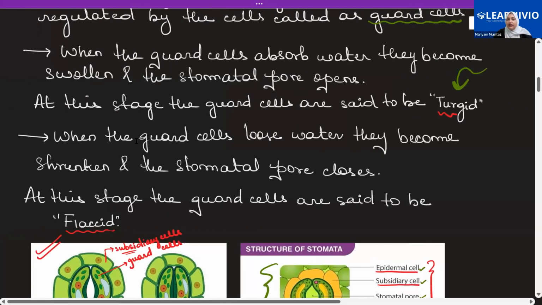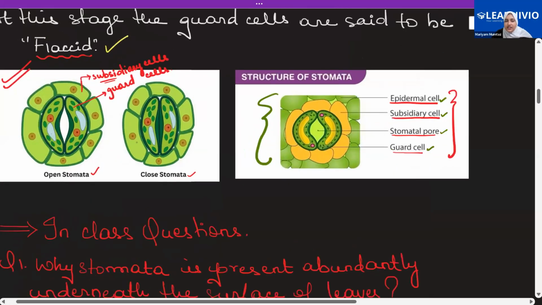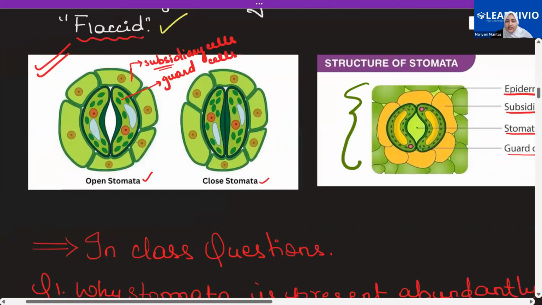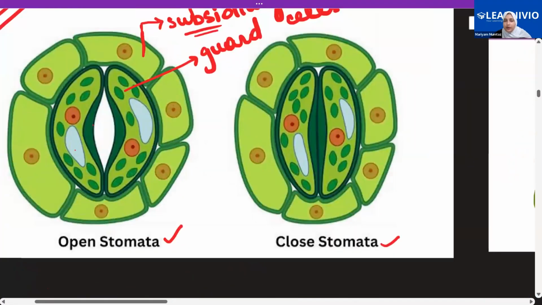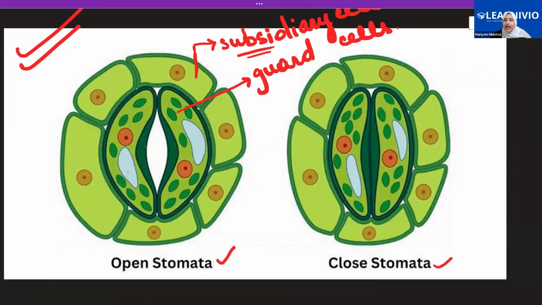Remember that whenever the guard cells have absorbed water, they are called turgid. And whenever the guard cells lose water, they become shrunken. The shrunken guard cells are called flaccid. Clear? Now if you see this picture, this is the difference. This is the open stomatal pore. This white area is the stomata and it is open. Why? Because the guard cells have absorbed water and have become swollen.